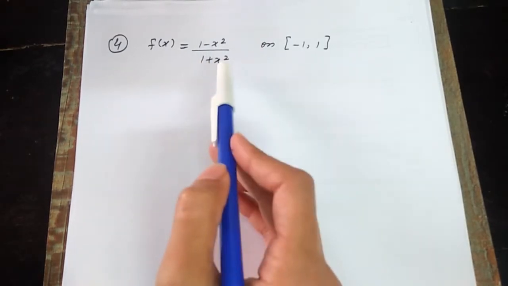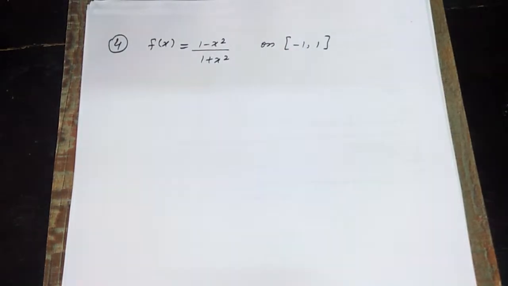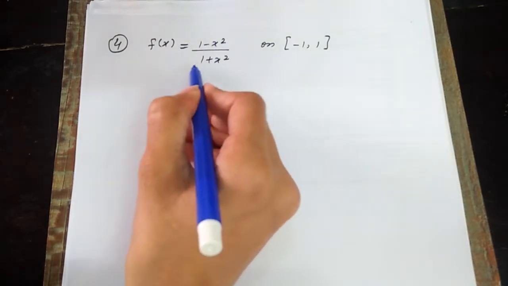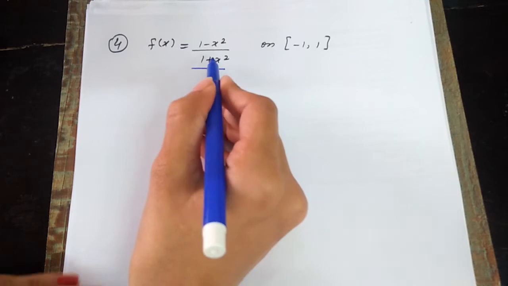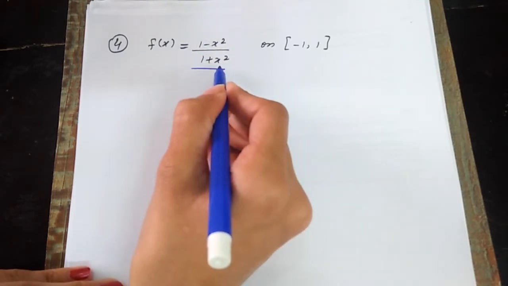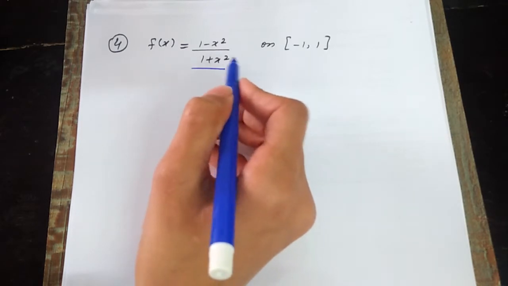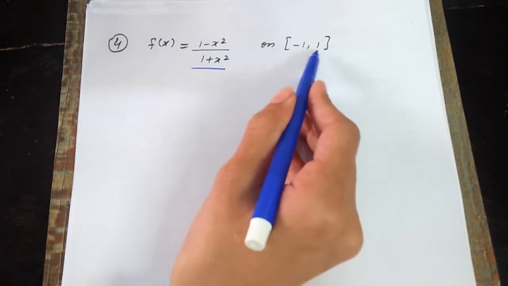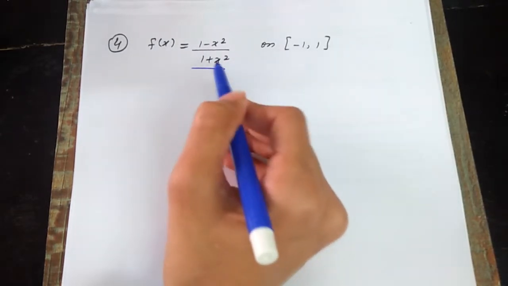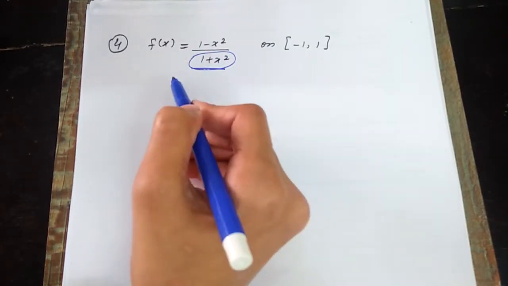x square, and we have to check its validity in this interval minus 1 to 1. First of all, you have to check that f of x is continuous on this interval. Now, again, in this function you have a fraction. Fractions mostly have some discontinuities at some values. We have to check whether this fraction is discontinuous in this interval or not. Now, the fraction becomes undefined when the denominator becomes equal to 0.